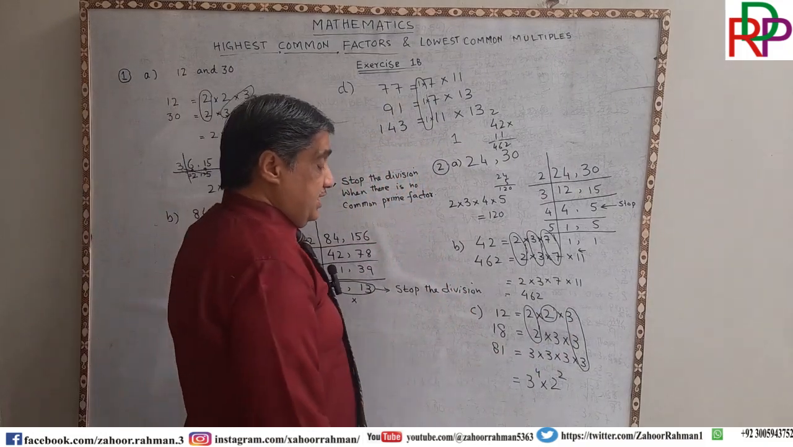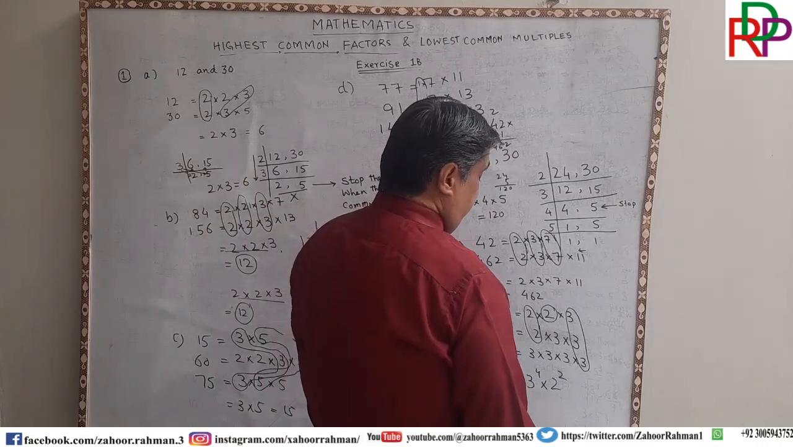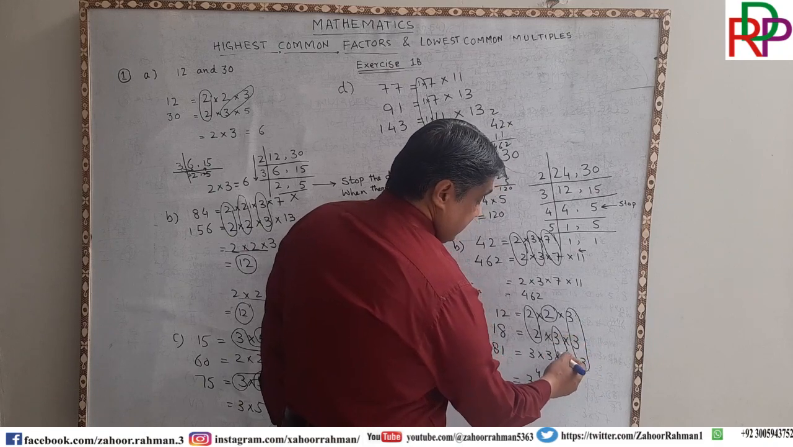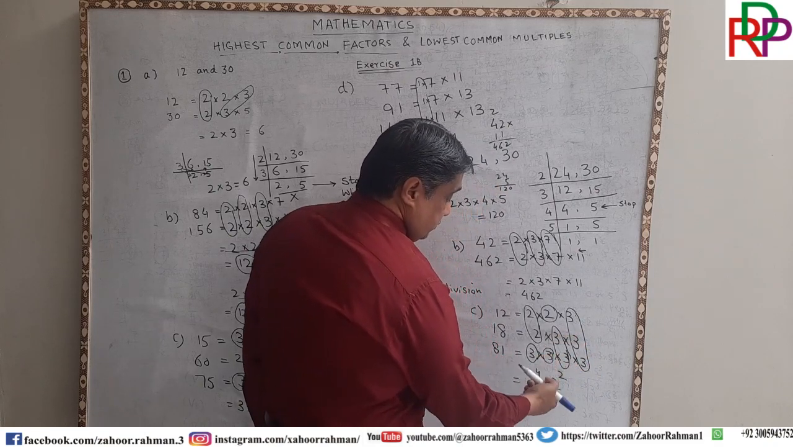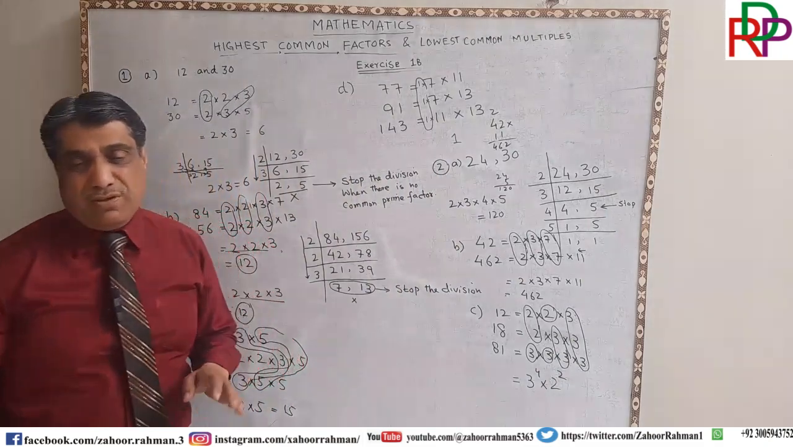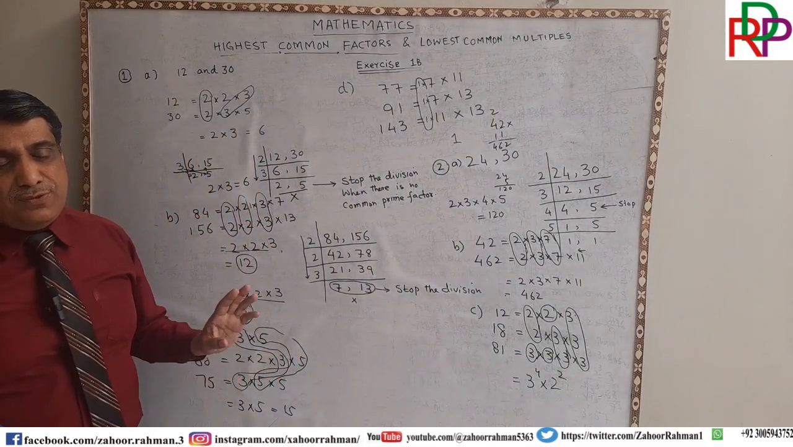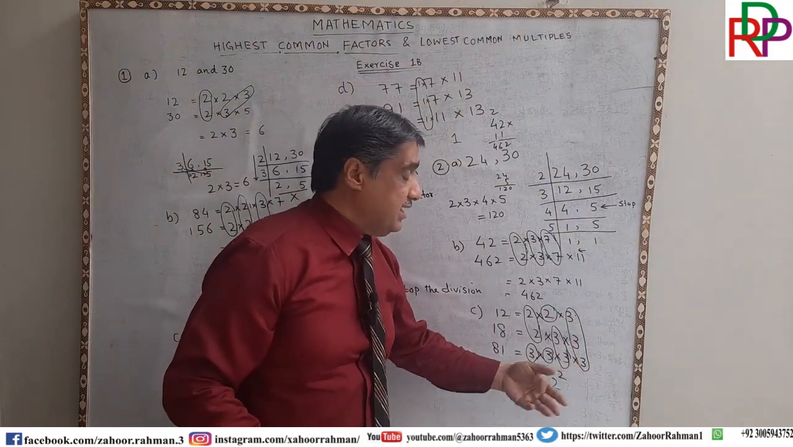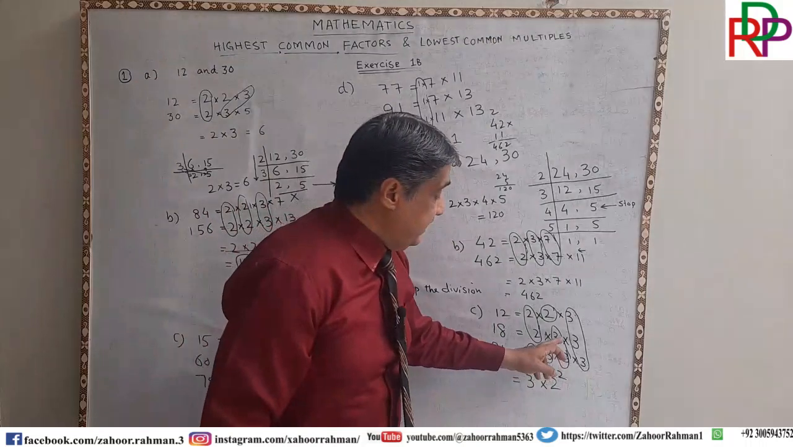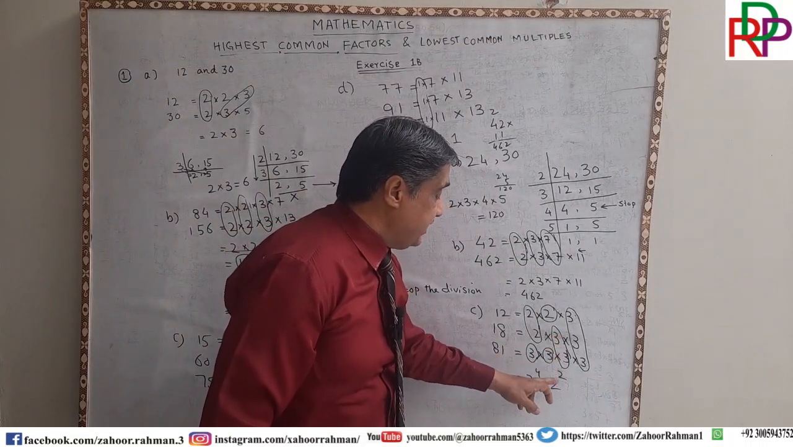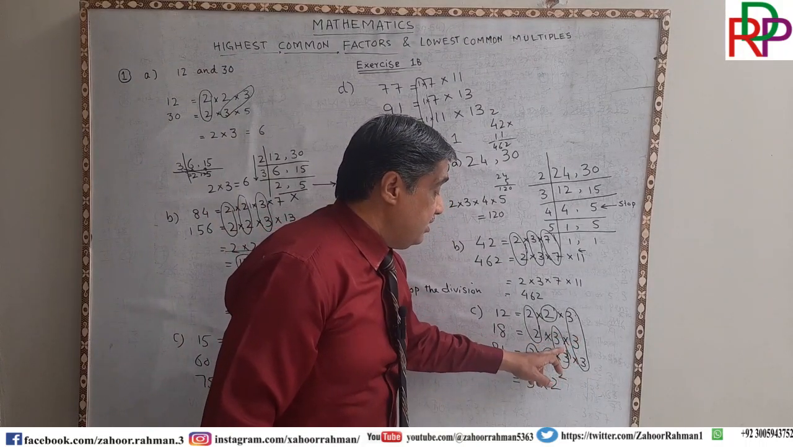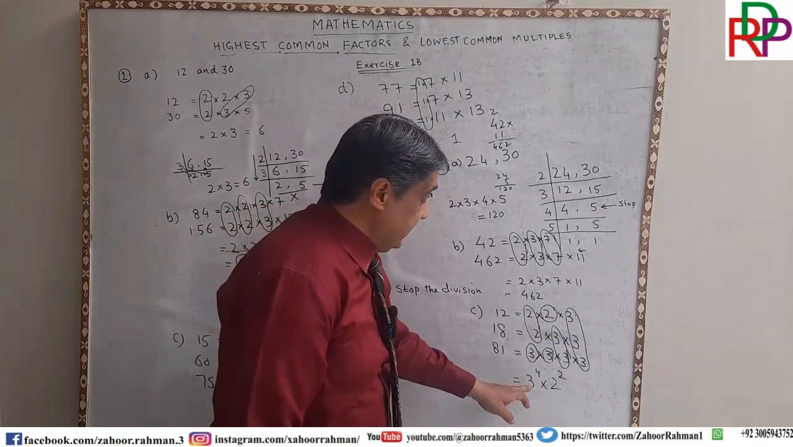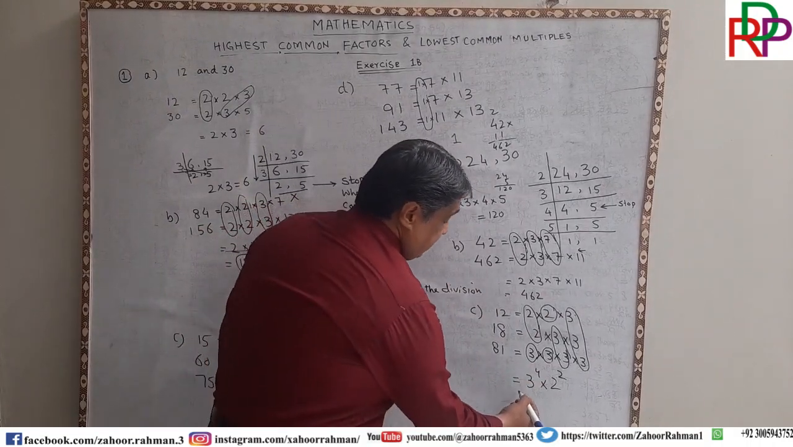So 3 raised to the power 4. One is this, the second one is this, third one is this, and the fourth one is this. So 3 raised to the power 4. In this case, 3 is the common one, so I took it. But here 2 is the common one, so I took it. 3 one time, two times, three times, and four times. That is why I wrote 3 raised to the power 4.